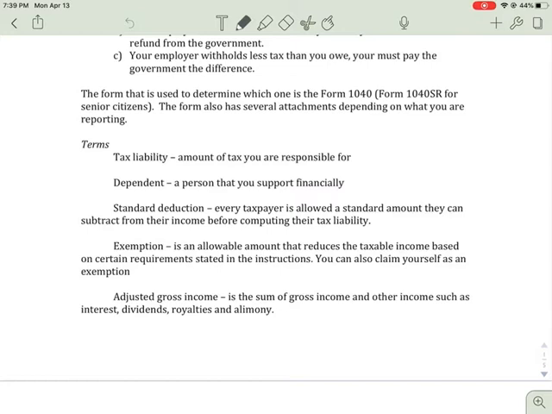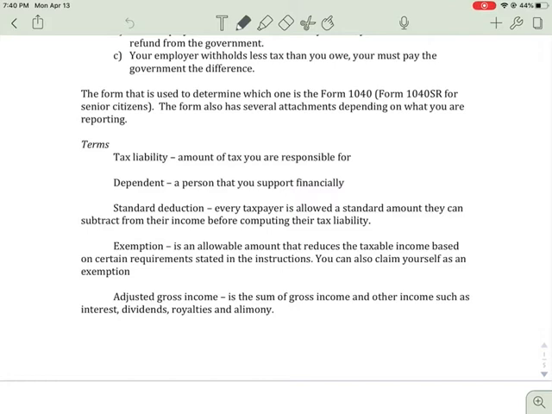Now, a dependent is somebody that either you're supporting financially or somebody is supporting you financially. So right now, in most cases, as students, an adult in your family is supporting you financially, so you would be considered a dependent. So there are standard deductions that every taxpayer is allowed to take, and you can subtract that from your income before you say this is the tax you're liable for. And we're going to look at that a little bit later on.